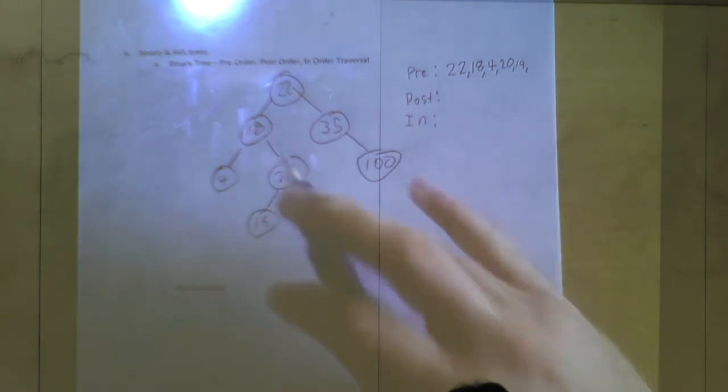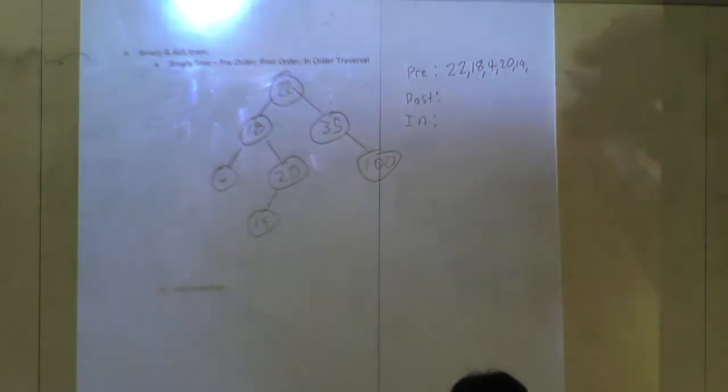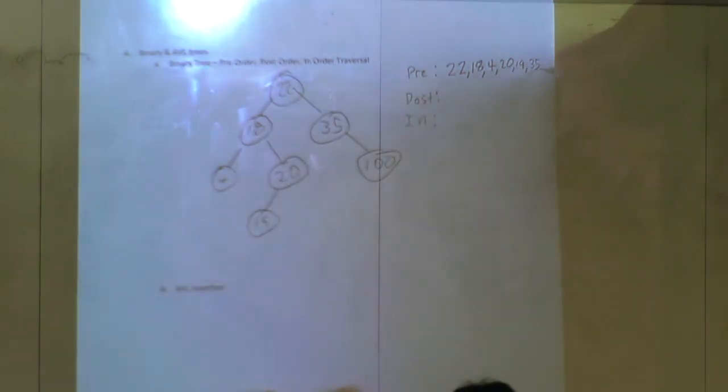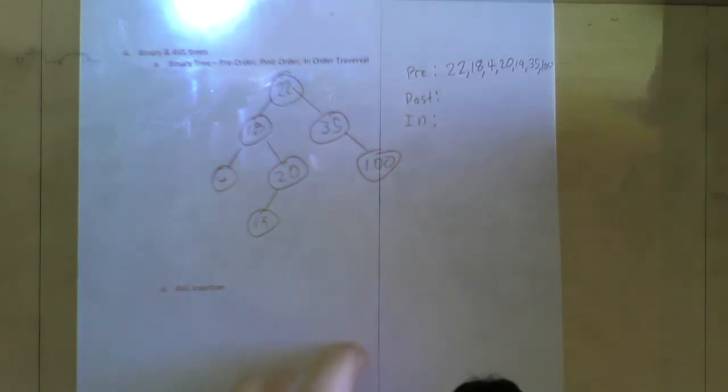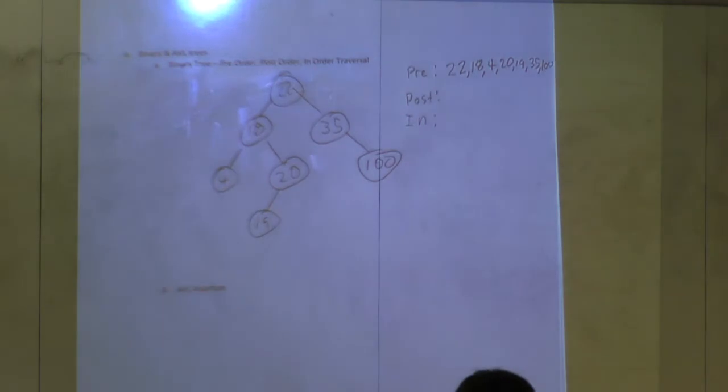And then we're going to call 20's left, so it'll be 19. And then from there, we're going to go back up, back up. We'll call the right child from 22, so that'll be 35. And then you call the other child, the right child, and it'll be 100. Okay, so now the post-order traversal is similar, except you print it after you've visited both of its children.